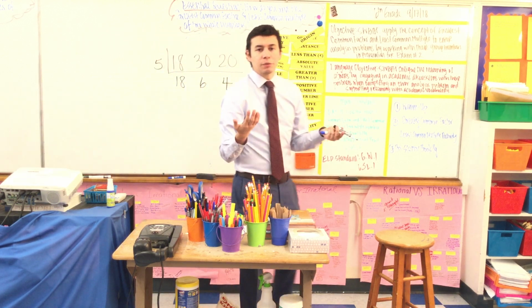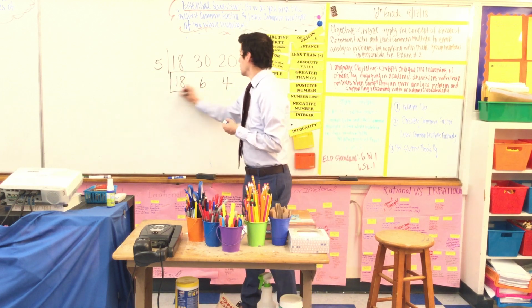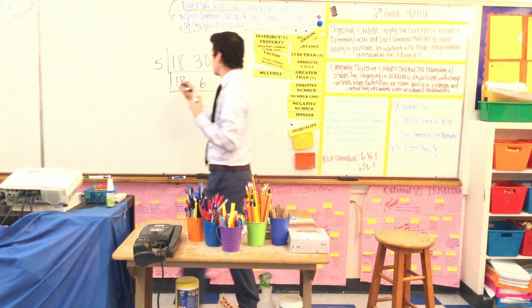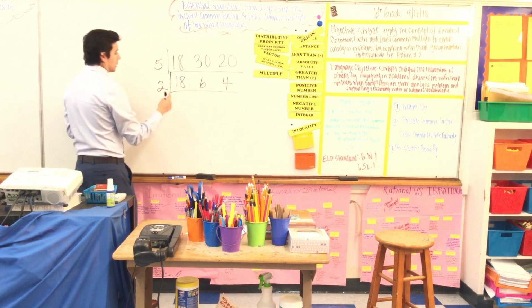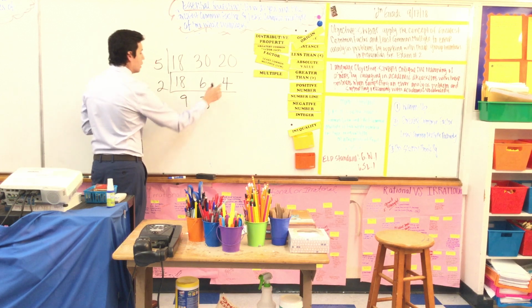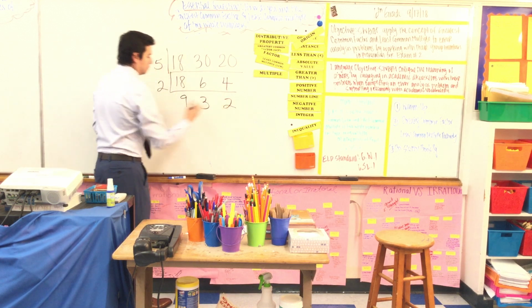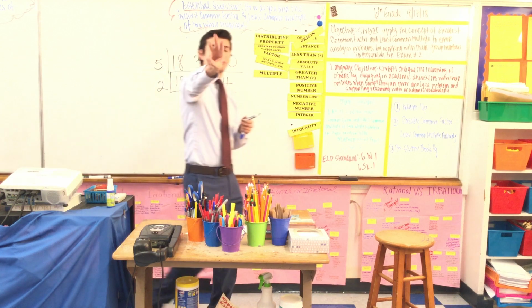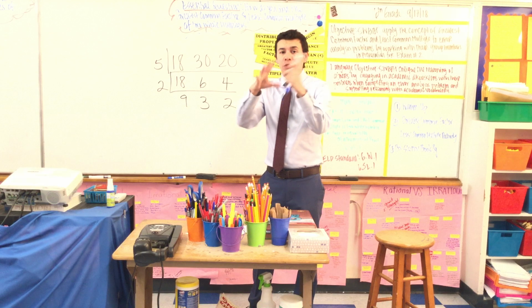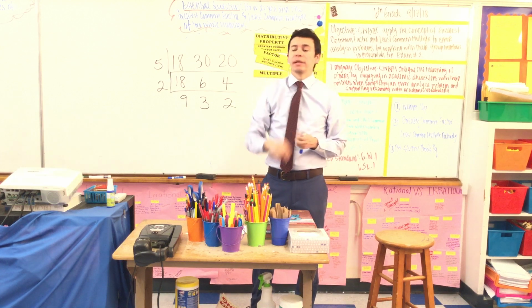Okay, can you pull out anything from those 3 numbers? Well, you can. You could pull out a 2 because they're all even. So I'm going to pull out, or factor out, a 2. 18 divided by 2 is 9. 6 divided by 2 is 3. 4 divided by 2 is 2. Can you pull out or factor out anything from those 3 digits? You can't. So when you can't do 3 digits, look at them in pairs.